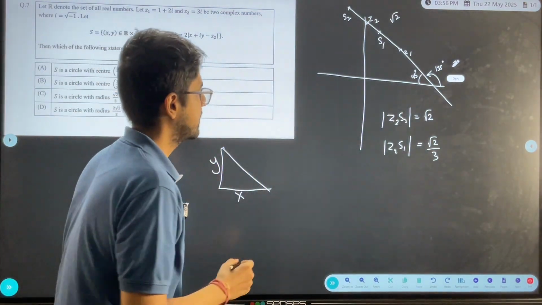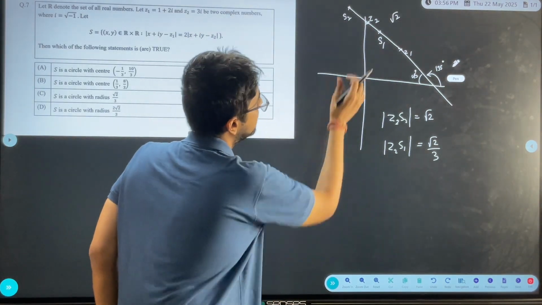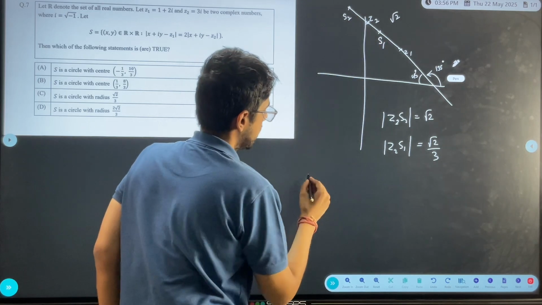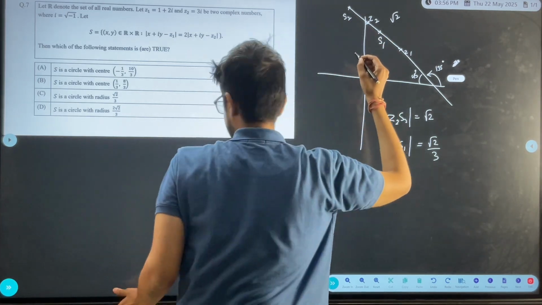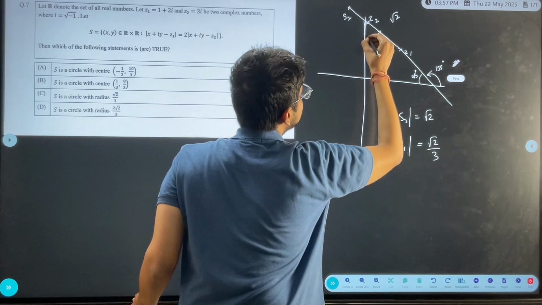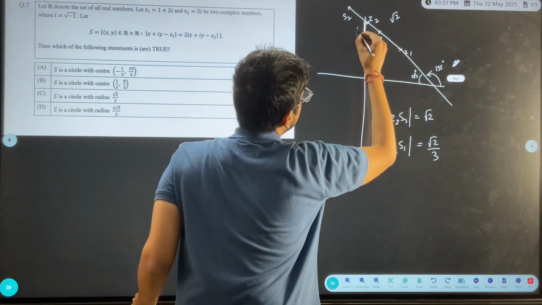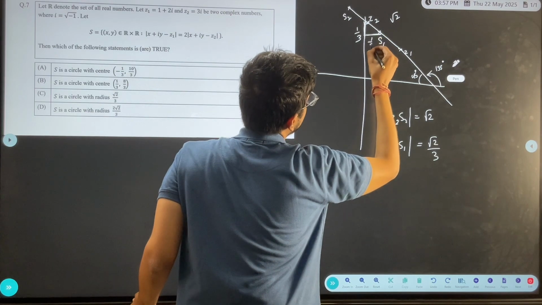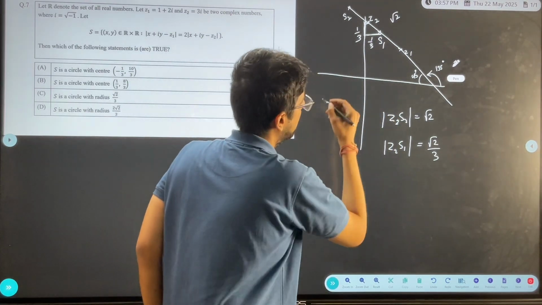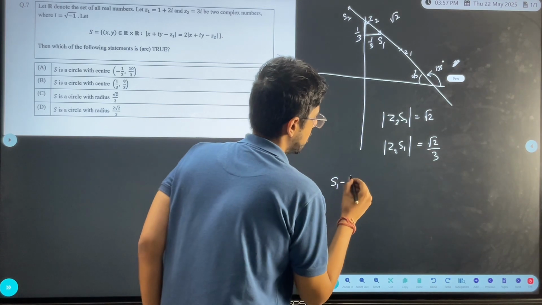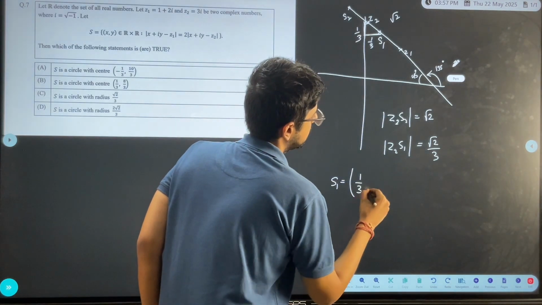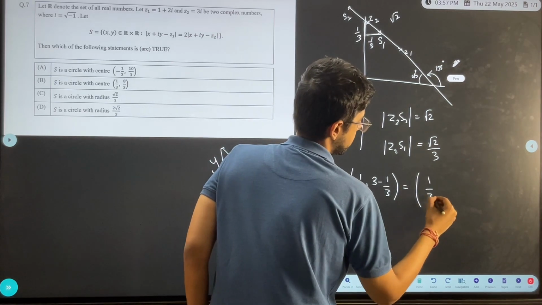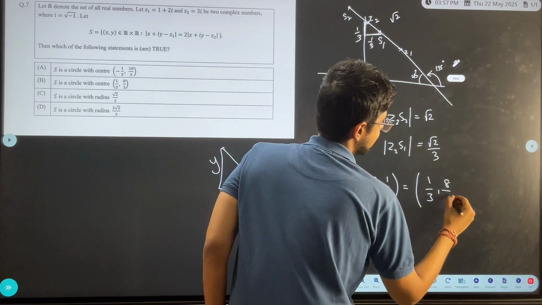Let's solve for the coordinates of S1 first. It is going to be at a distance of root 2 by 3 from Z2. So, I can very well say that I need to come a distance below of 1 by 3 and I need to travel a distance right of 1 by 3, which will give me the coordinates of S1 are going to be 1 by 3, 3 minus 1 by 3, which is 1 by 3, 8 by 3.